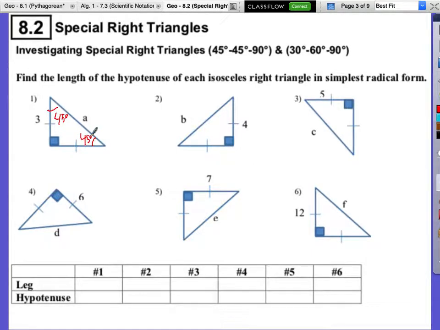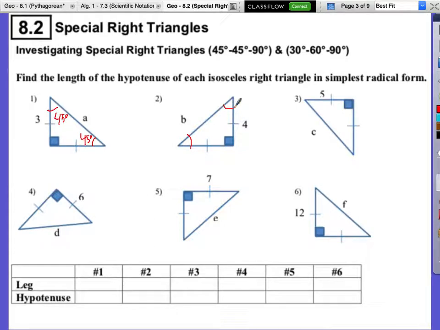So this is what we call a 45, 45, 90 triangle, where the angles are 45 degrees, 45 degrees, and 90 degrees. And on this one, we have the same setup on 2, where these are going to be 45, 45, 90. 3 same setup, 4, 5, 6. So they're all what kind of triangle? 45, 45, 90 triangles, okay?